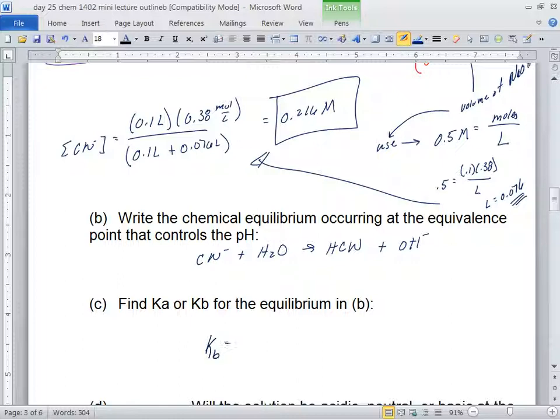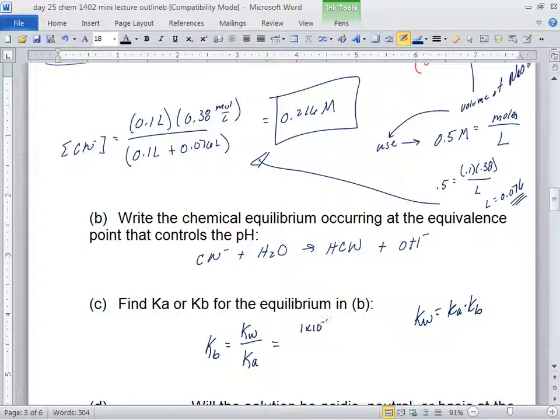All right. Now, sometimes there's tables. We could get lucky because there's some weak bases that have a table and they have the Kb listed. Is CN minus going to be one of those? No, it's not. Don't waste your time looking in the table of Kb's for CN minus because it has a minus sign on it. It's not neutral. It's a conjugate. So you have to look up the acid, the Ka, and calculate it. Because you remember Kw was Ka times Kb. So Kb is going to be Kw over Ka.